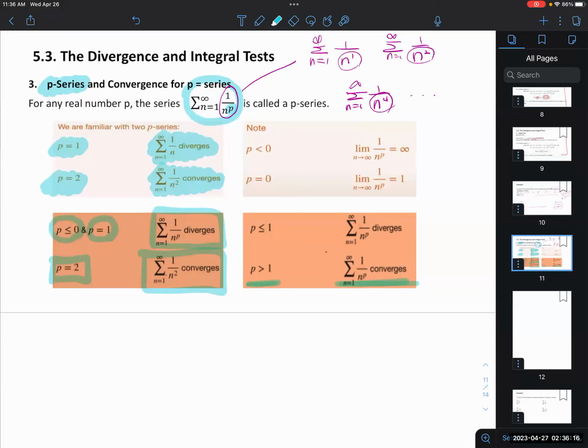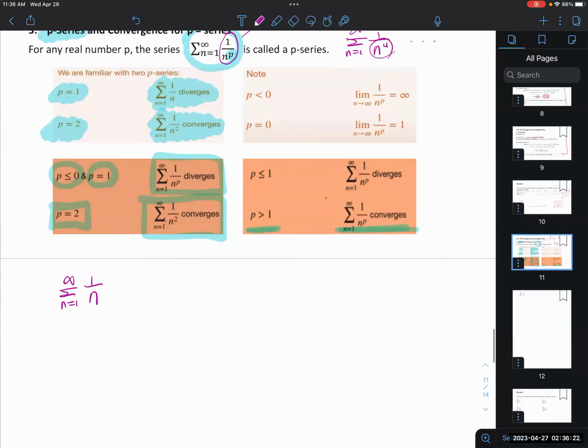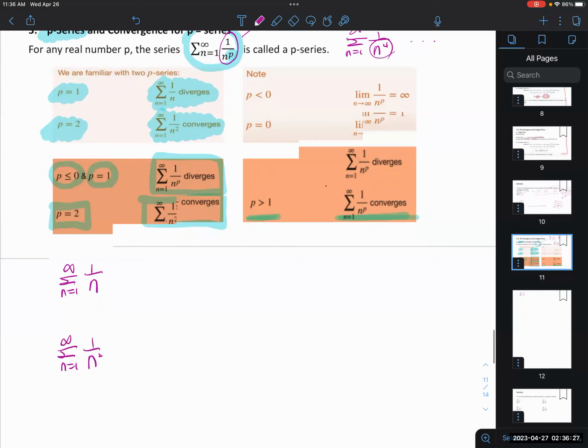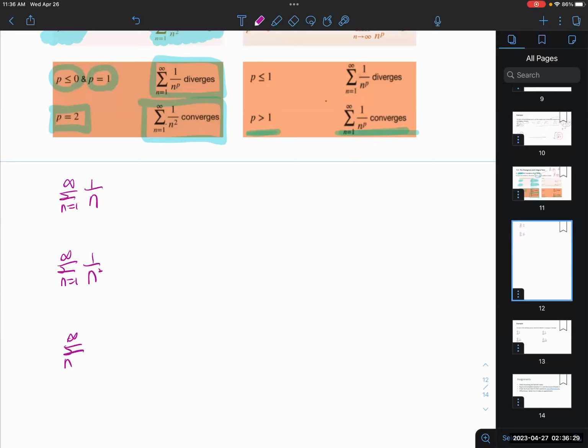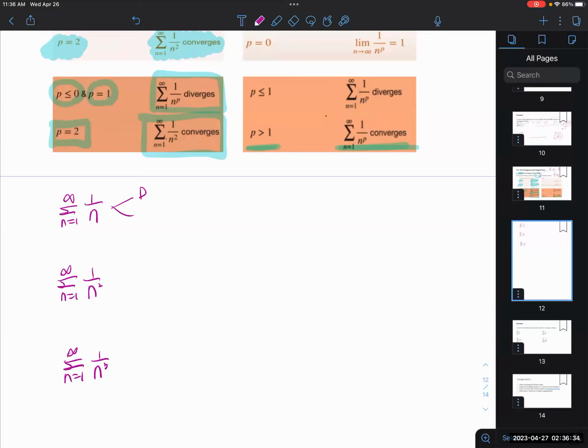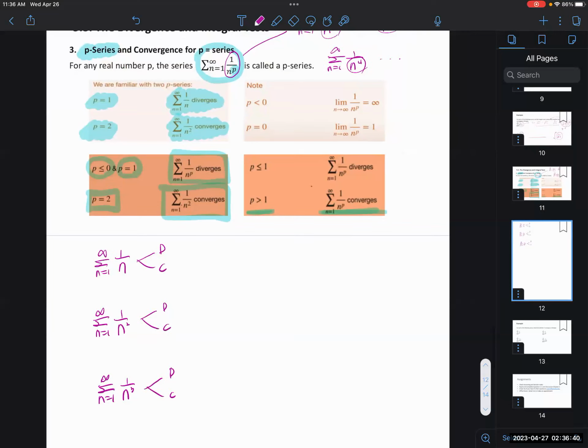So what I'm saying is, let's say we have the sum from n equals 1 to infinity of 1 over n, and then let's say I have the sum of 1 over n to the second, and let's say I have the sum of 1 over n to the third. Let's check whether each is divergence or convergence. So instead of using p-series, I'm going to use the integral test. So it means that we can take the integral directly, right?